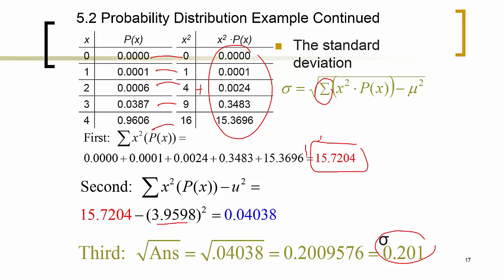You can type this in your calculator in one step. You do second, x squared, that gives you the radical, and then you type 15.7204 minus 3.9598 squared. Hit your x squared button there, and then press equals to get this answer.